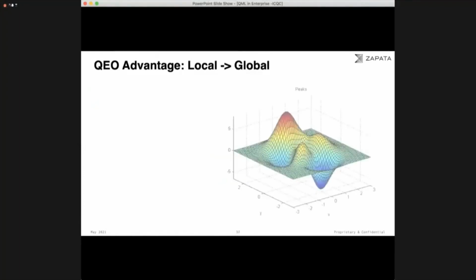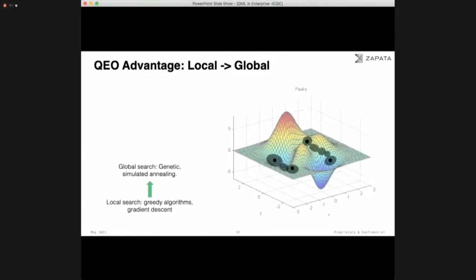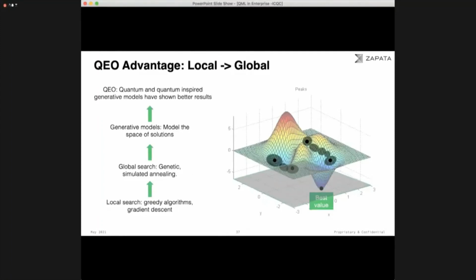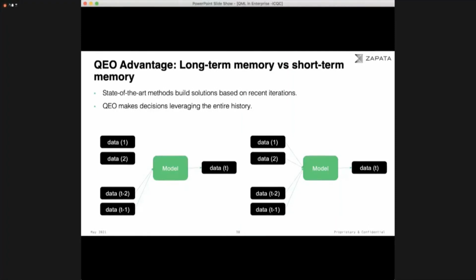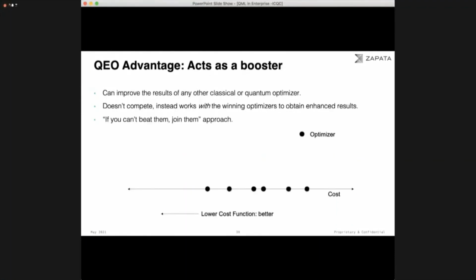And basically, the advantages we have here, if you compare to things like greedy algorithms or gradient descent, these all have local minima, which is the big problem that we all run into. And even in global search, we run into some problems. With simulated annealing, we always are greedy. We're always looking for something in the local vicinity. And even generative models model the space of the solutions and get us caught in here. But what we're doing here, we can use quantum and quantum-inspired generative models that are showing us better results and hopefully get us to a more global minimum. In addition, an advantage is we can use long-term memory versus short-term memory here. And we can act as a booster to a pre-existing algorithm that you already have.